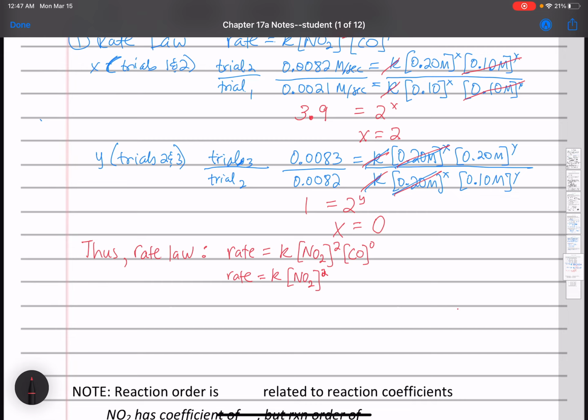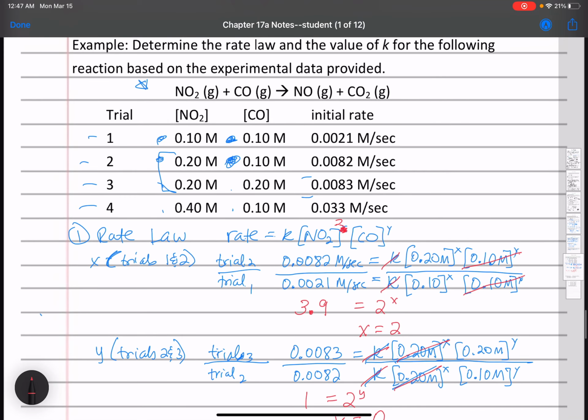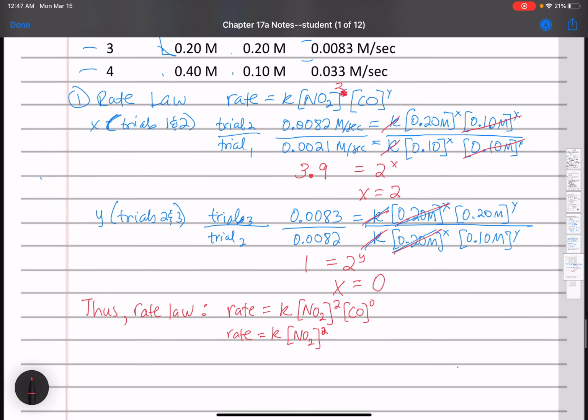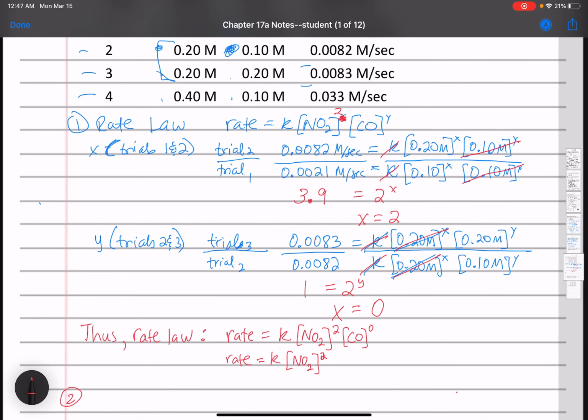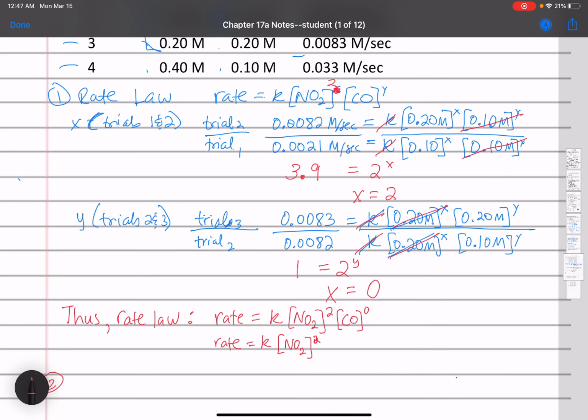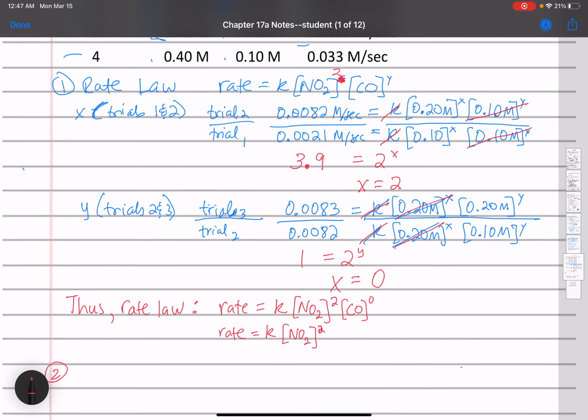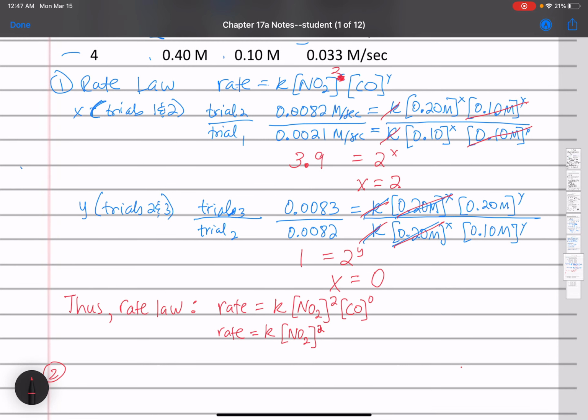All right, and then the second part, it did also ask us what is the value of K. So we can figure that out now. I'm going to say this is sort of like the second part of the problem. And we can do that using any one of those trials and plugging that data into the rate law equation. So I'm going to use trial 4 and plug that data into this equation for the rate law.